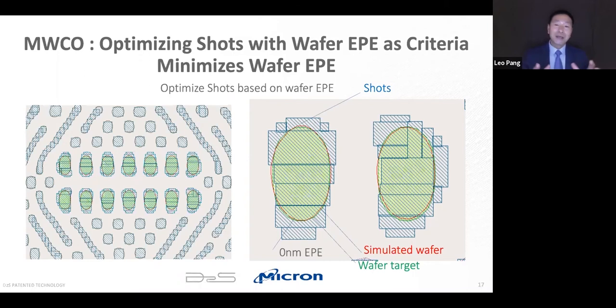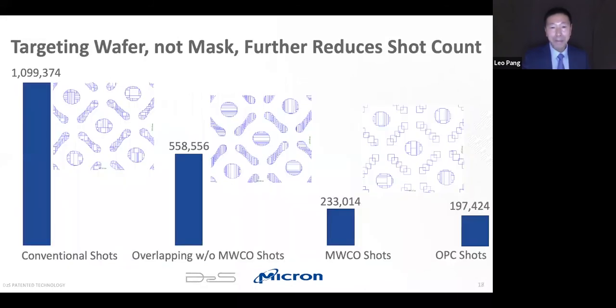So in summary, in MWCO, we are actually doing a double simulation. We do the mask simulation first, then the wafer simulation second, then we simulate the wafer contour, and we minimize the wafer EPE for those shots. Since now we're targeting the wafer, not the mask, we can even further reduce the shot count.